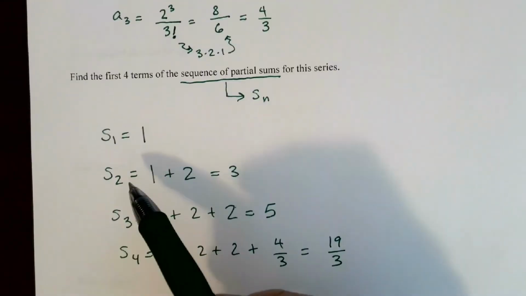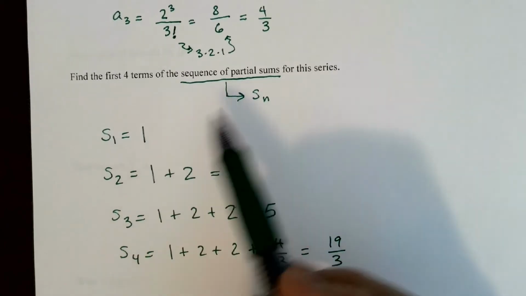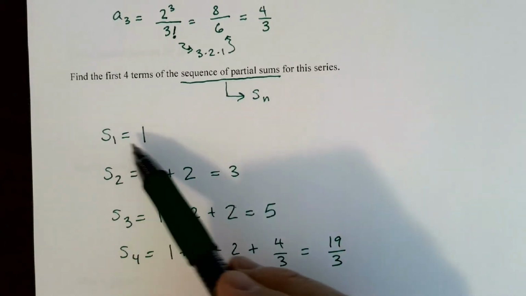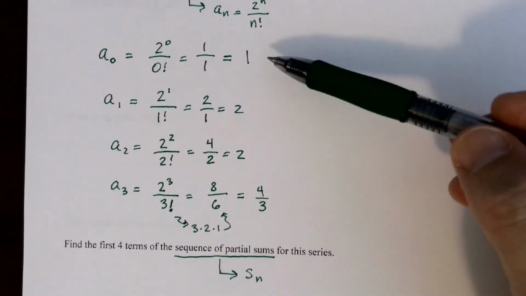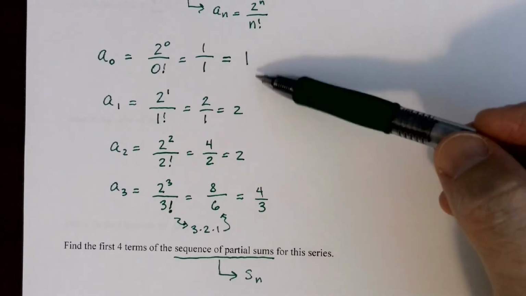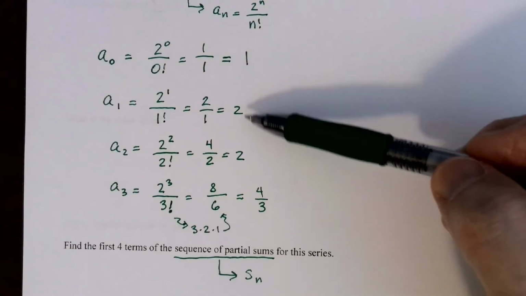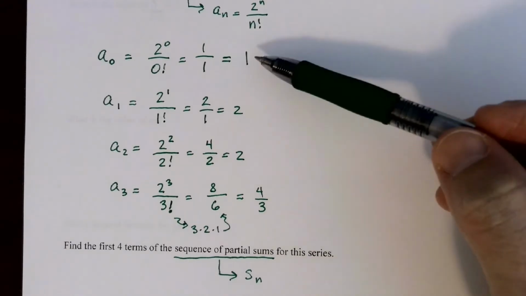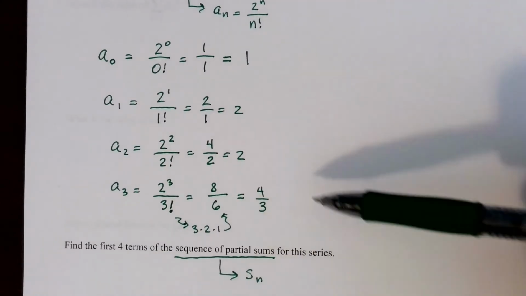Now again, you might say, why did you start with 1 and not 0 here? It doesn't really matter in this case; if you want to start with 0, you can. But the first term in the sequence of partial sums is just the first term in the sequence of terms we're adding up. The second term is the sum of the first two terms, 1 plus 2 is 3. The third term will be 1 plus 2 plus 2. The fourth term will be 1 plus 2 plus 2 plus 4 thirds. The fifth term will be the previous sum plus the next term.